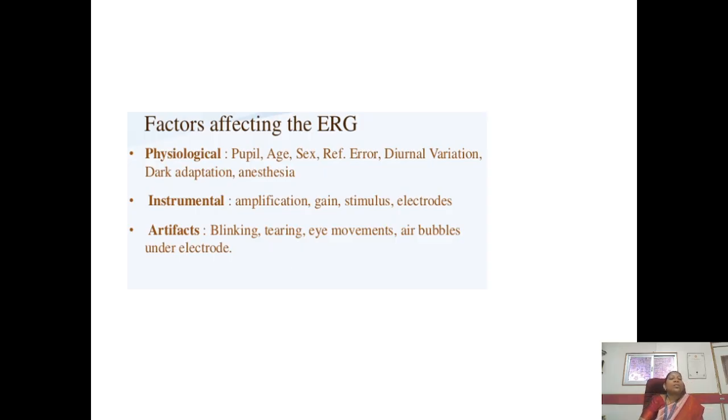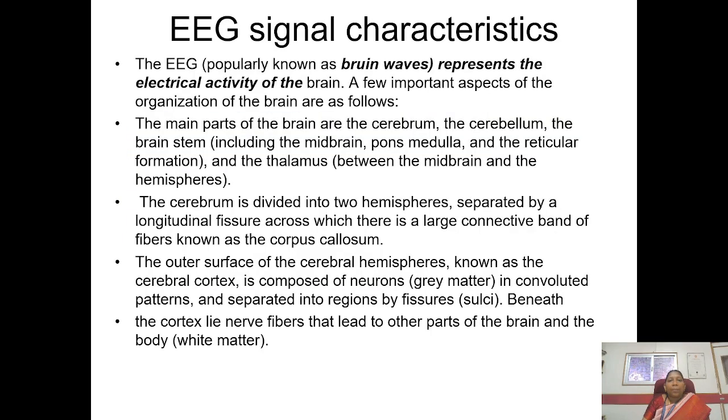Physiological factors, if you see, the pupil, movement, age, sex, diurnal variations, dark adaptation, and anesthesia will affect the ERG signal. Instrumentation, in the sense of the amplification, gain, stimulus, and the electrodes. Artifacts, in the sense of when the eye is blinking continuously, when tears are present, and eye movements, these affect the ERG signal. Sometimes air bubbles under the electrodes will affect the ERG signal.